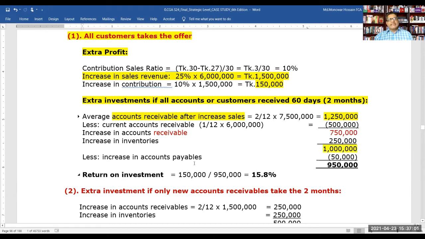Now the increase in accounts payable. If we minus that payable, then here comes 9,50,000. So the return on investment is 15.8%. Return on investment 15.8%. So it has the specific return, and we will go with the question.